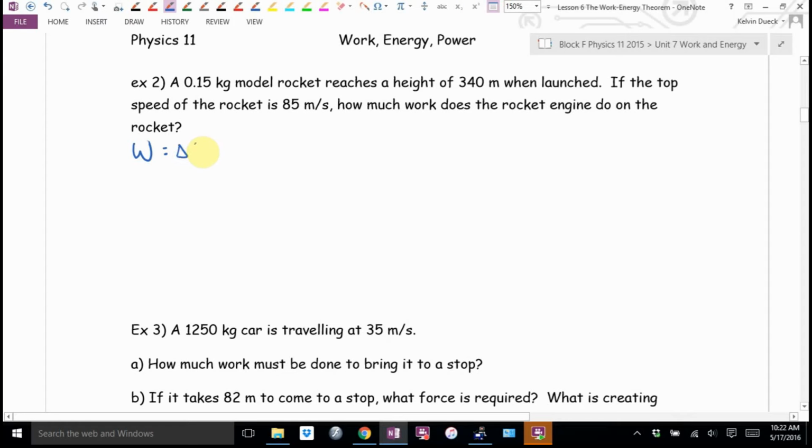Work is the change in potential plus the change in kinetic. What's change in anything? Final minus initial. So this is going to be potential energy final minus potential energy initial plus kinetic energy final minus kinetic energy initial.